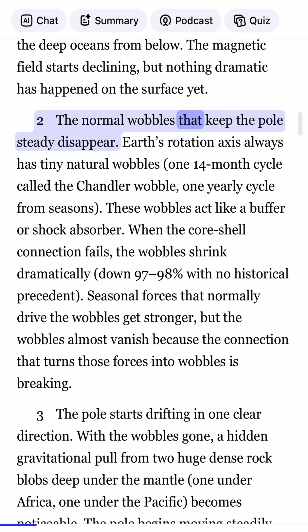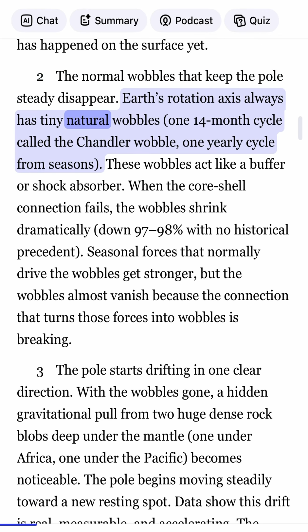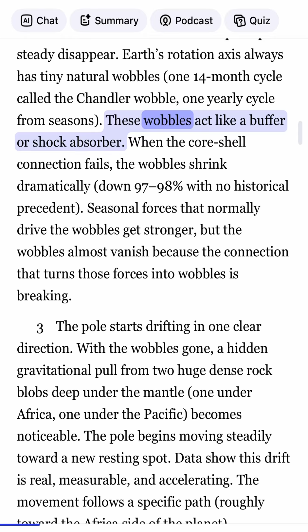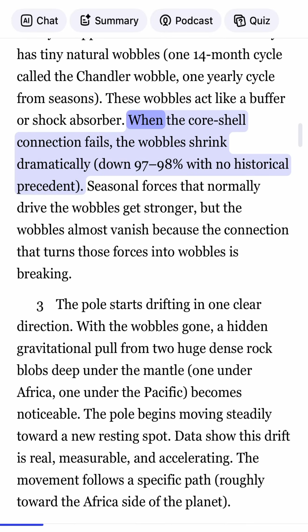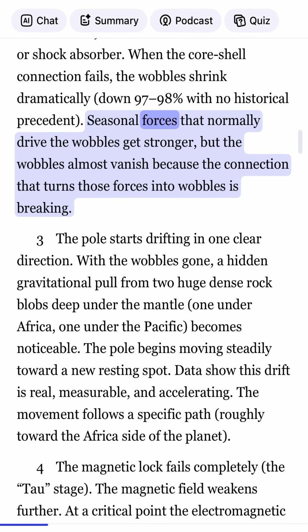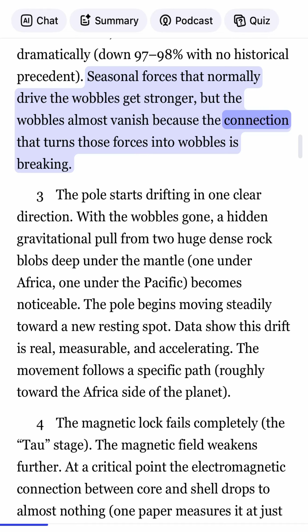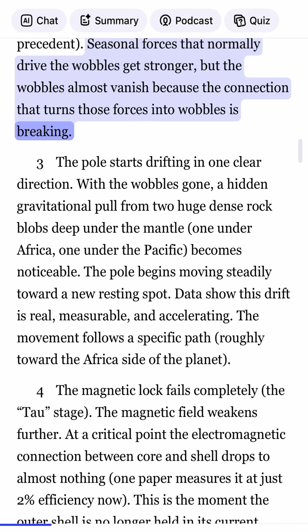2. The normal wobbles that keep the poles steady disappear. Earth's rotation axis always has tiny natural wobbles. These wobbles act like a buffer or shock absorber. When the core shell connection fails, the wobbles shrink dramatically. Seasonal forces that normally drive the wobbles get stronger, but the wobbles almost vanish because the connection that turns those forces into wobbles is breaking.